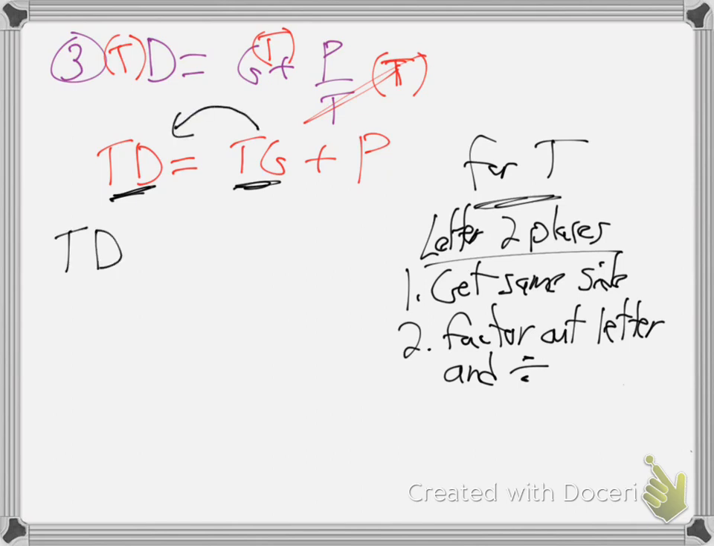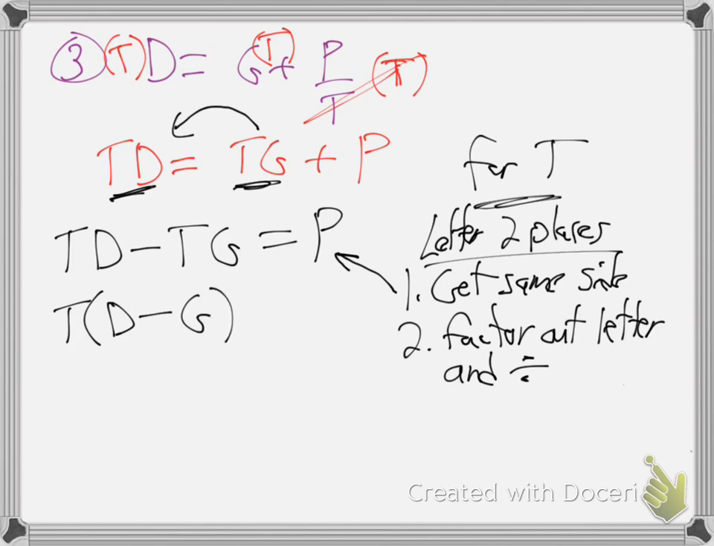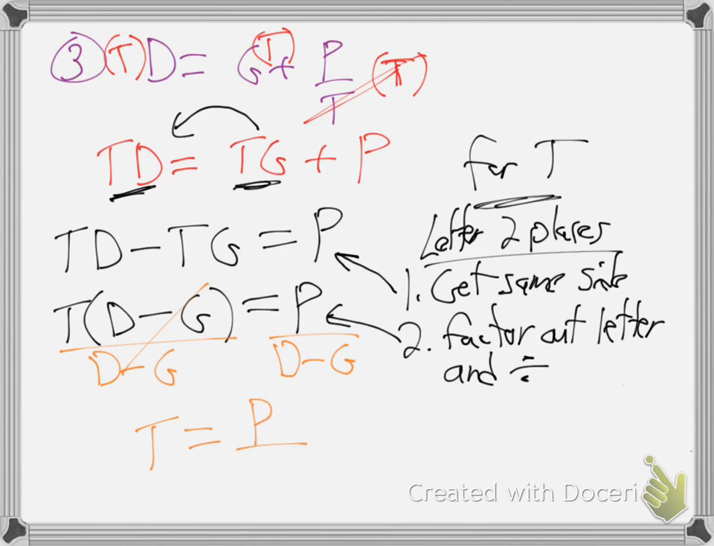So it'll be TD minus TG is P, right? When things jump over the equal sign to the other side, the sign in front of them switches. Now, that's step one, get them on the same side. Step two, factor out the T. See that trick? Step two, factor out the T and divide. Divide by the D minus G. D minus G, gonzo. T's alone, it's P over D minus G.